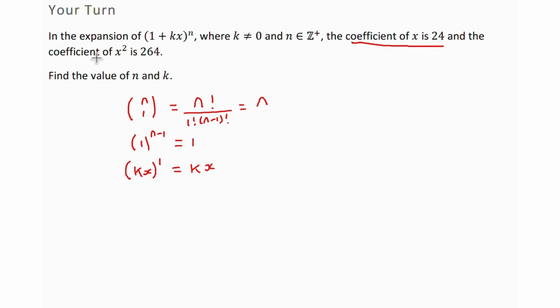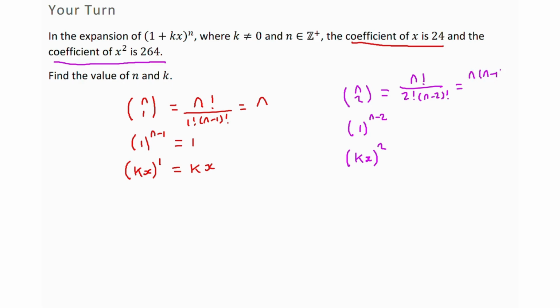On the other hand, for the coefficient of x squared, we've got n choose something, 1 to some power, kx to some power. That needs to be 2 to get the x squared. So this is 2 and this is n minus 2. This is n factorial over 2 factorial, n minus 2 factorial, which is n(n minus 1) over 2, because I can expand this out to n times (n minus 1) times (n minus 2) factorial, and they cancel. This is 1, and this is k squared, x squared.